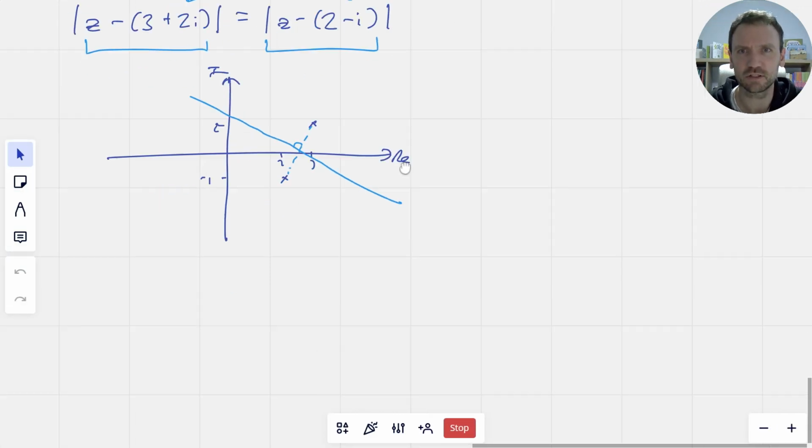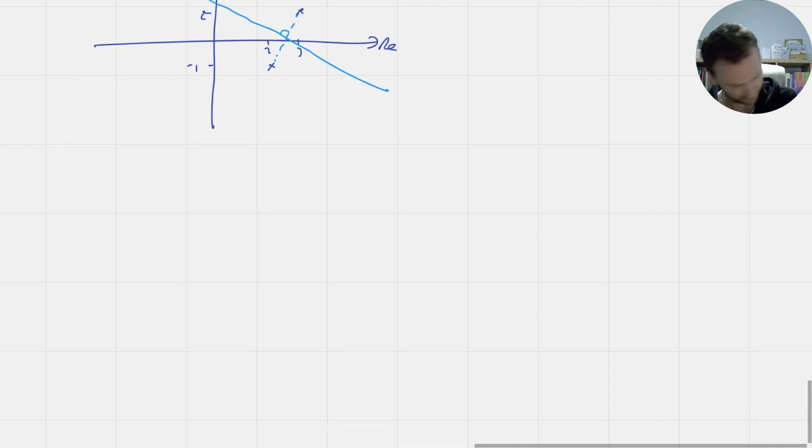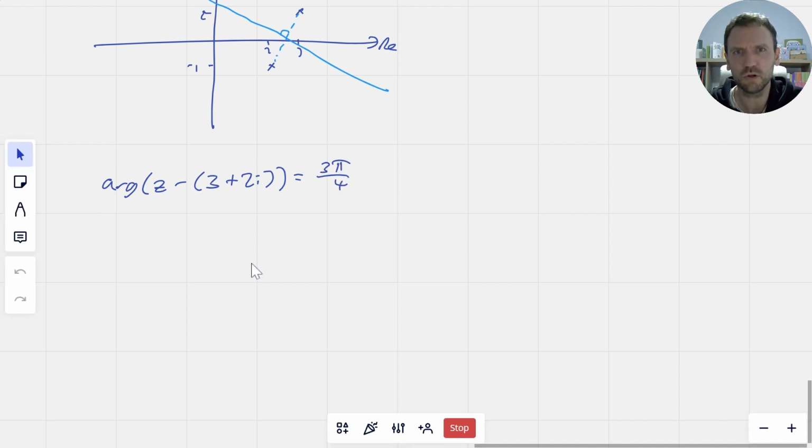The situation we haven't looked at so far is if we're looking at the arguments of complex numbers instead. So what if we're told that we've got the argument of, and I'm going to stick with the number we've been working with, z subtract 3 plus 2i, and I'm going to tell you the argument is equal to 3 pi over 4. So what are we going to do here?